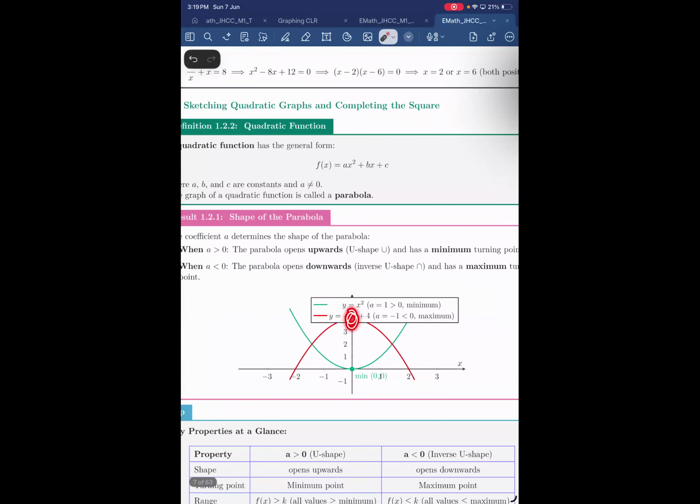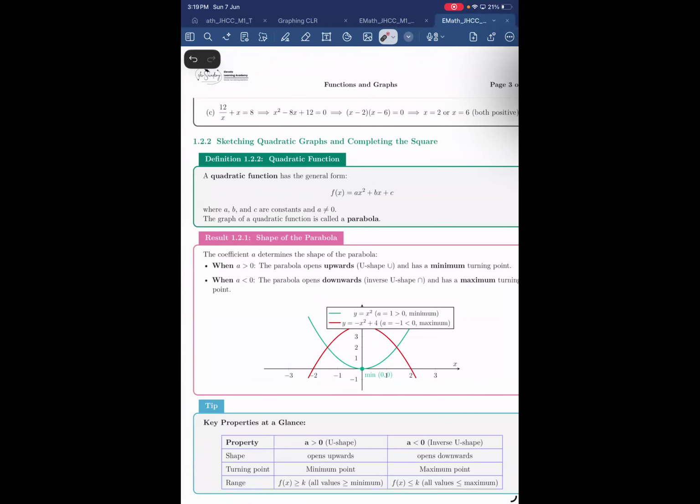The maximum turning point is here. It's covered by this thing, but you can see there's a minimum, there's a maximum. So how do you identify this? It is to complete the square.